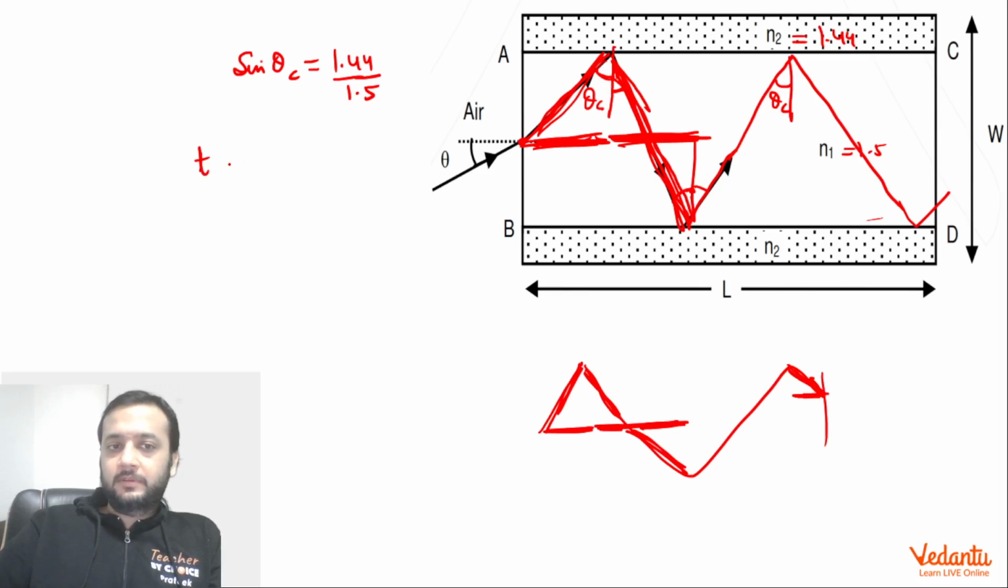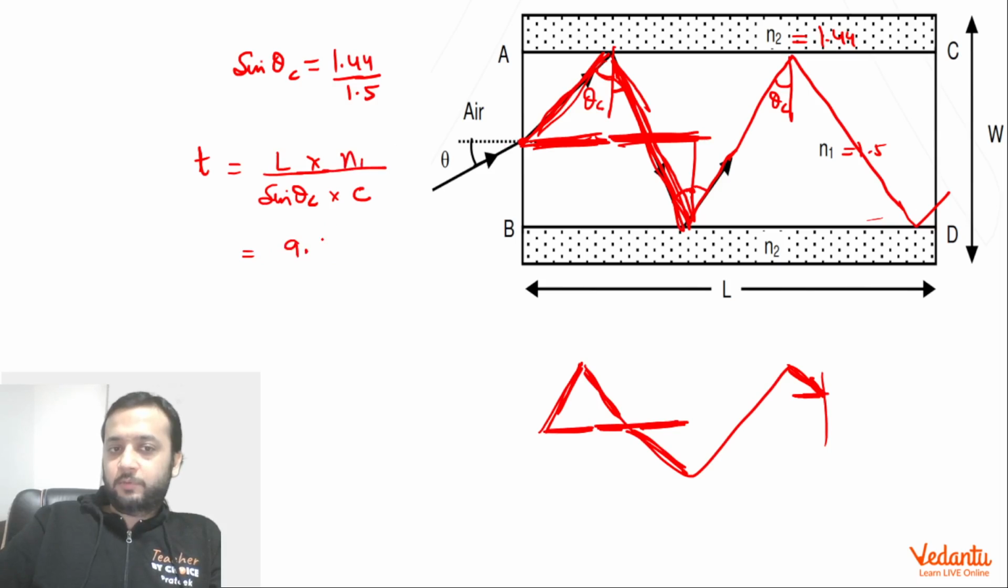So now time can be written as the total distance traveled, that is L upon sine theta c, divided by the speed of light. The speed of light inside this structure would have reduced by a factor of mu, so this will become c upon mu, that is, n1. So n1 is 1.5. Now just put the values.